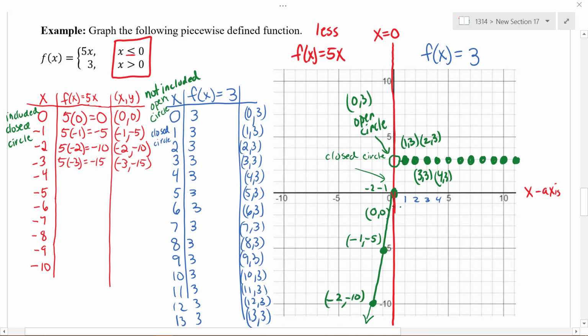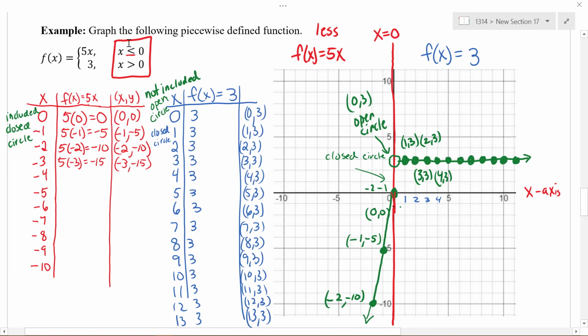So I'm going to connect all of those dots right up into that open circle. And then I'm going to put an arrow to say, I would keep going if I could, but I have fallen off my piece of graph paper and I can't plot any more of those points. So we're going to put an arrow on there to say that the graph continues in that same pattern forever to the right. Alright, so everything we see there in green is our piecewise function that has been graphed.